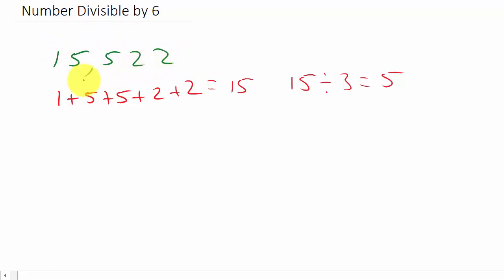So we've concluded that 2 divides into this number evenly and 3 divides into this number evenly. So that means this number is divisible by 6. 6 divides into this number evenly. Okay, let's look at another one.